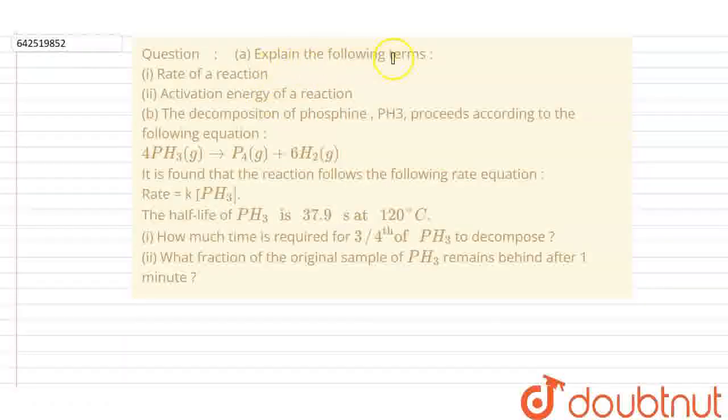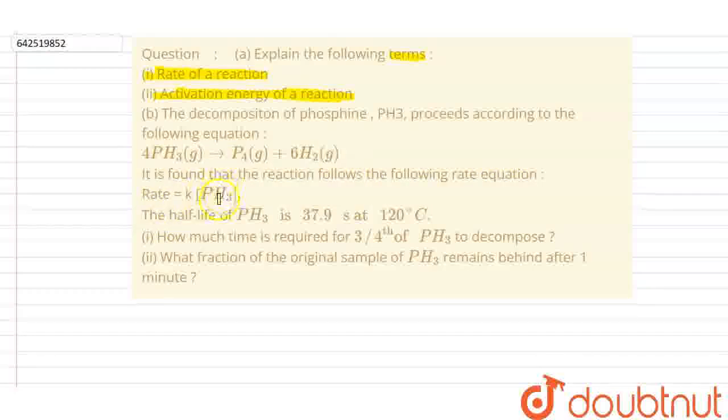Hi friends, the question is explain the following terms: rate of a reaction and activation energy of a reaction. The second question, that is B, the decomposition of phosphine proceeds according to the following equation. So the equation is given here, and it is found that the reaction follows the following rate equation.